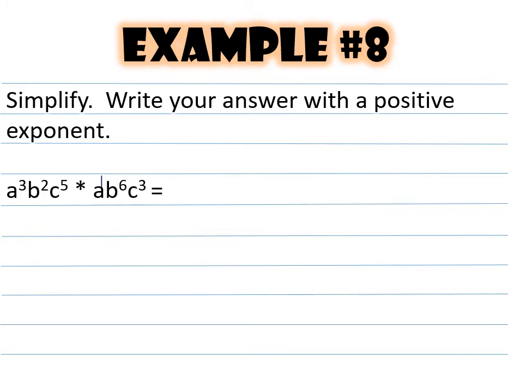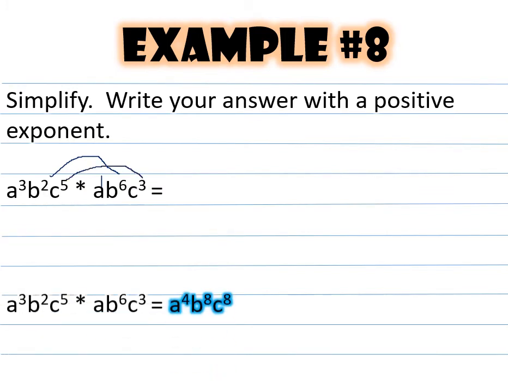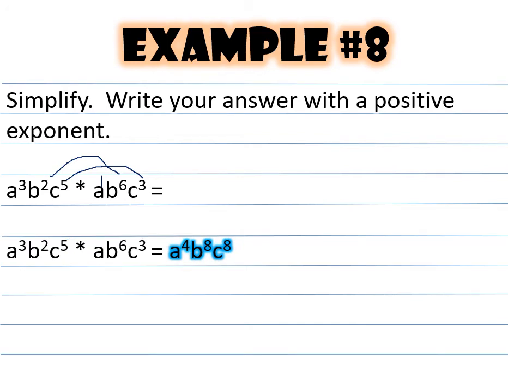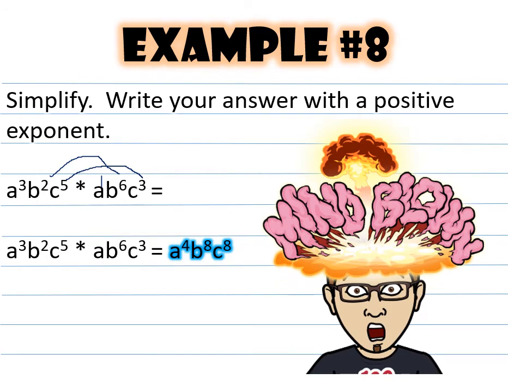B to the 2nd and b to the 6th would give us b to the 8th. C to the 5th and c to the 3rd would give us c to the 8th. The answer is a to the 4th, b to the 8th, c to the 8th. Mind blown.